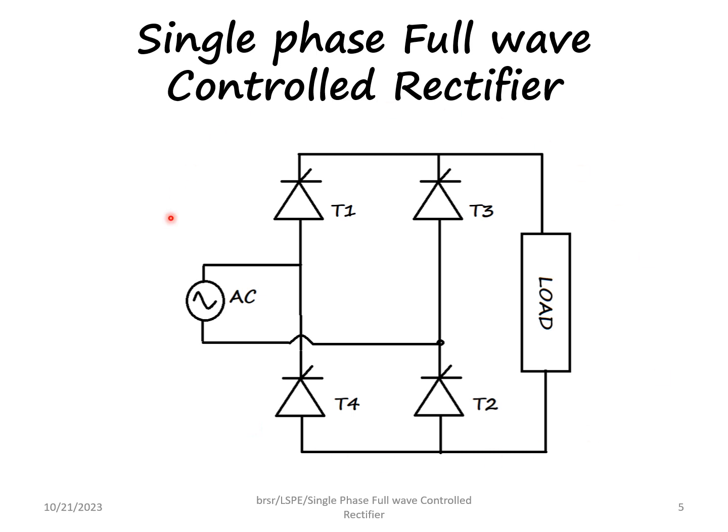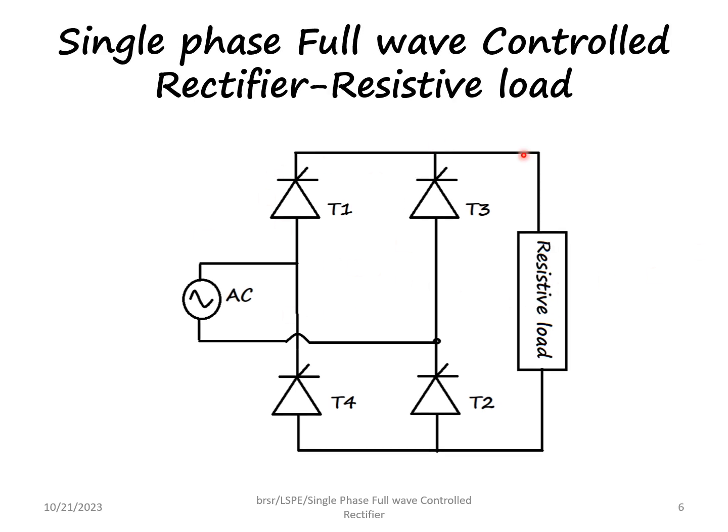This is a basic circuit of a single phase full wave controlled rectifier. The name is controlled rectifier because we are making use of thyristors here, SCRs here. There are 4 thyristors. The numbering is given as T1, T2, T3 and T4. The input is AC, output is connected to a load. This load can be a resistive load or RL load, or it can be even a motor. So in this circuit, we have shown a resistive load. Let us see the operation of it.